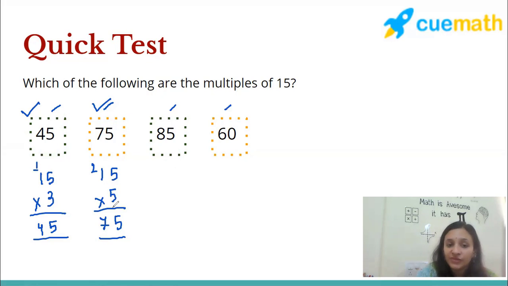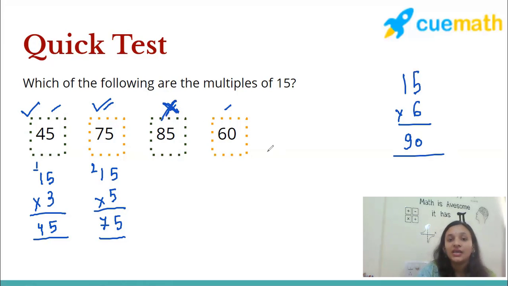85. Now 15 times 5 is 75. Next, 15 times 6 gives you the answer 90. So between 75 and 90, you would not get 85. So this is not a multiple of 15.